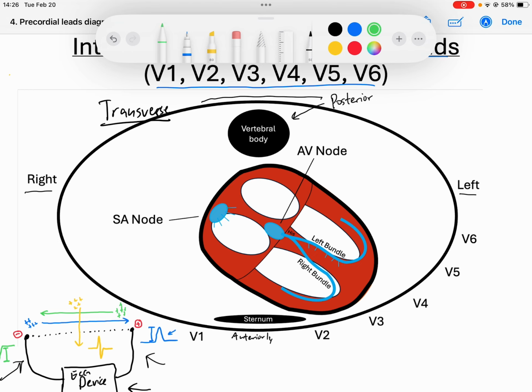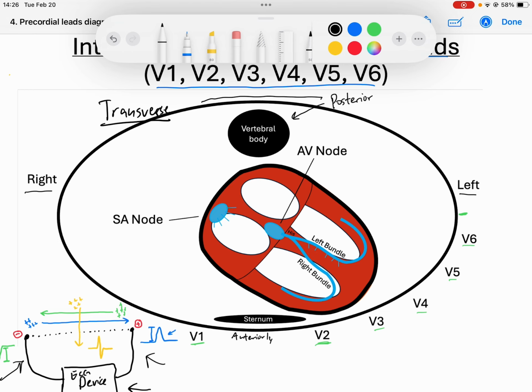And so we have our V leads, the stickers, right? We have V1 on the right sternal border, V2 on the left sternal border, and then we progress V3, V4, V5, and V6 all the way to the axillary line. This is kind of far lateral side where V6 is. So this is how those leads sit in regards to the chest wall, and this is my cardiac silhouette here. This is how the heart sits.